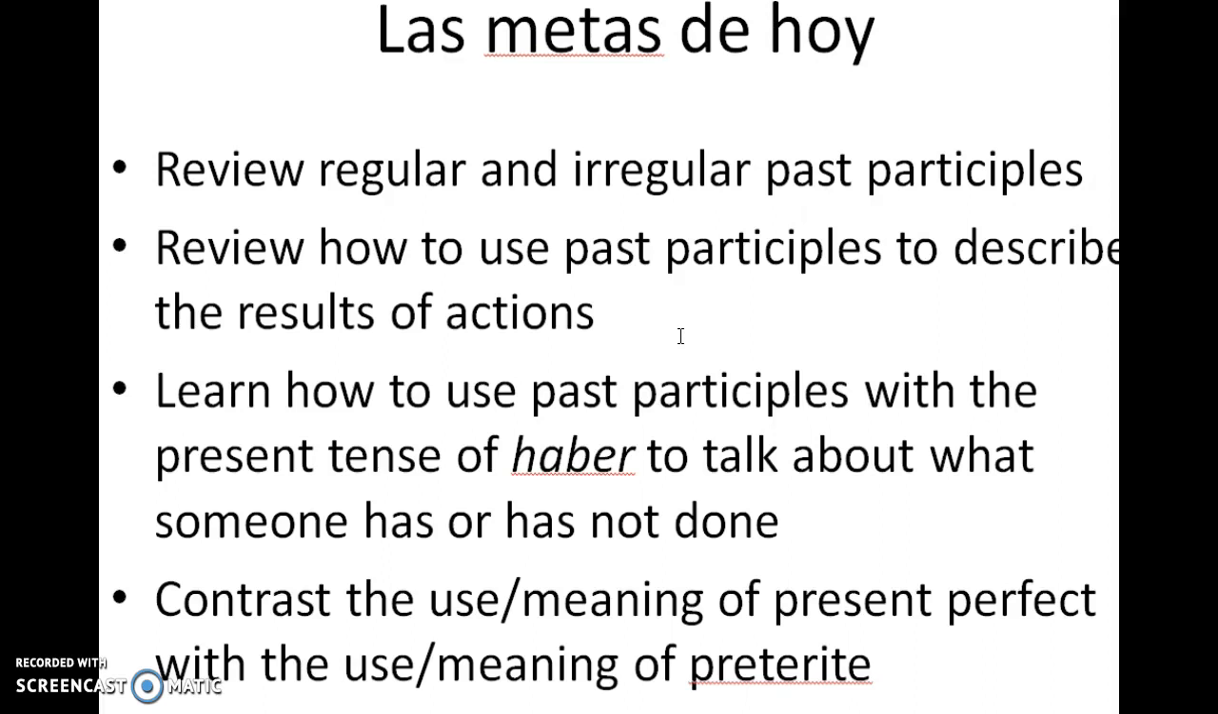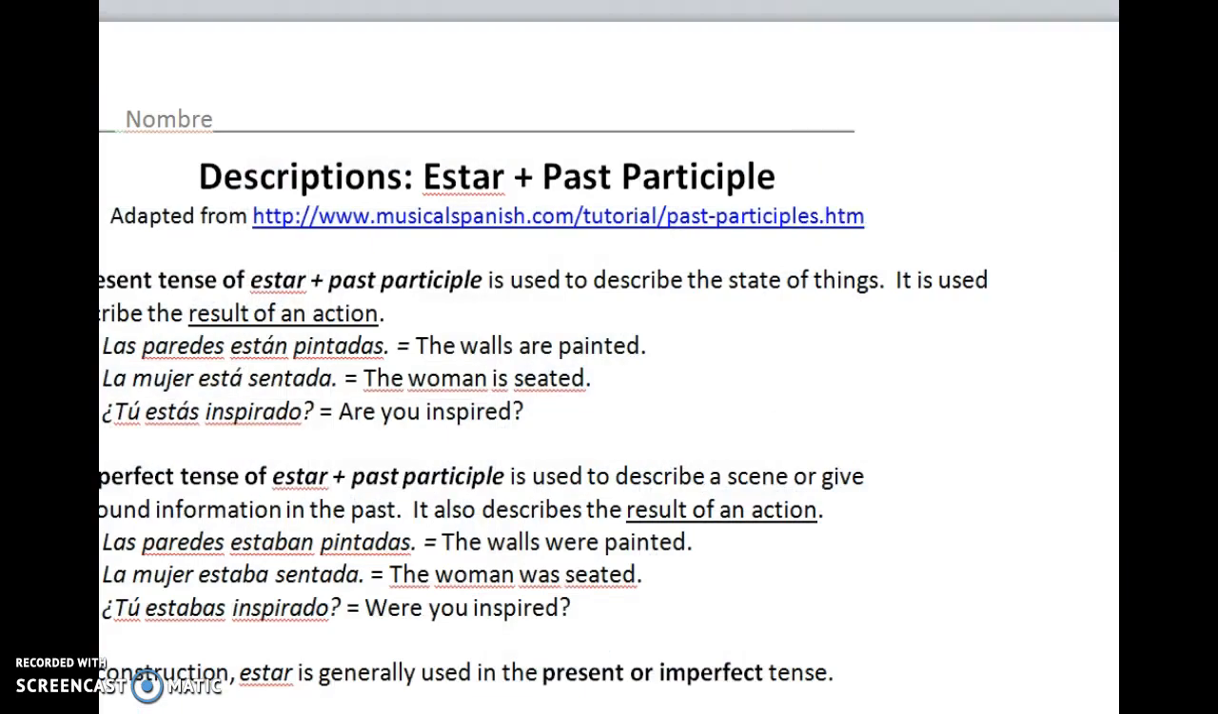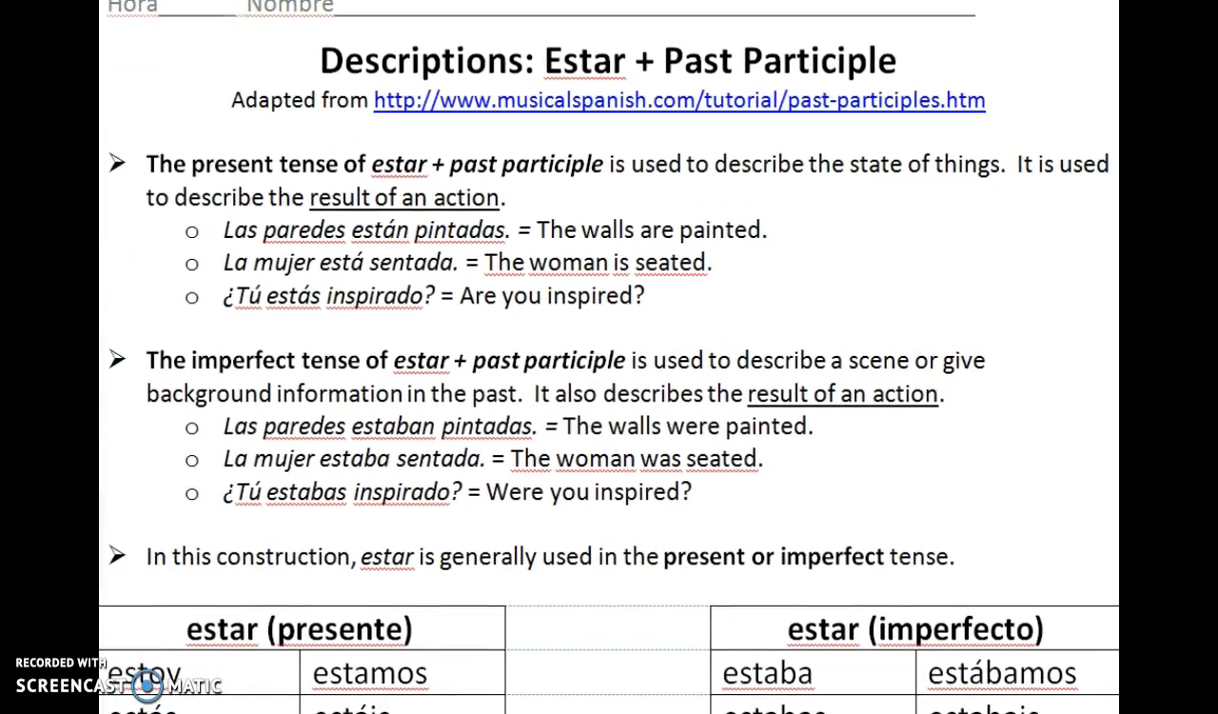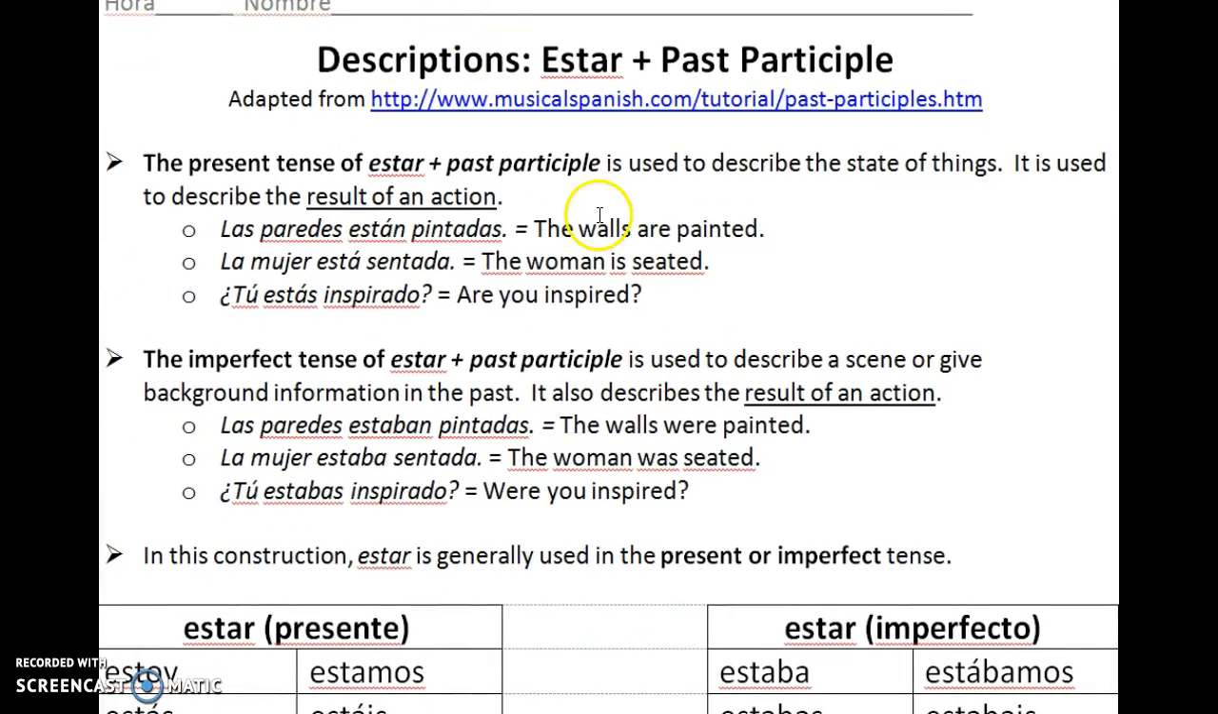And finally, we're going to contrast the use and meaning of the present perfect with the use and meaning of the preterite. So let's go ahead and get started. The first thing that I want us to do is look at what we have done in the past using estar with past participles. So this is a worksheet that we got earlier this semester, and it says that we are going to use estar plus past participle to make some descriptions.